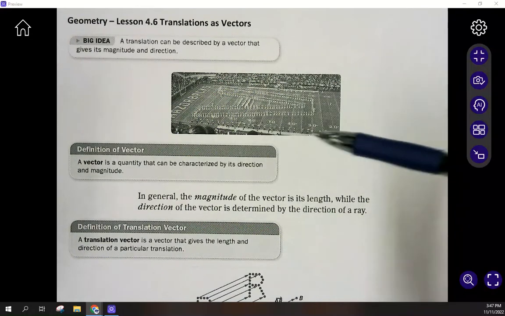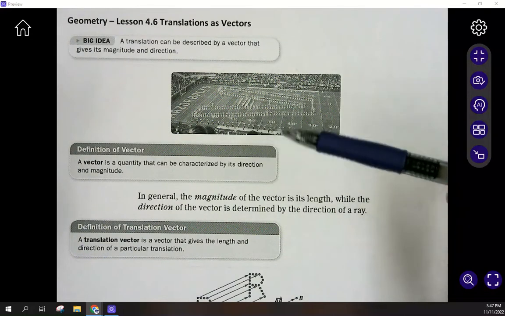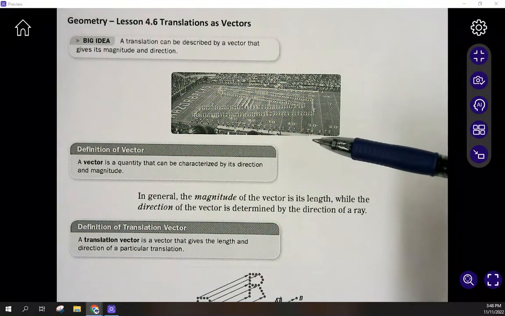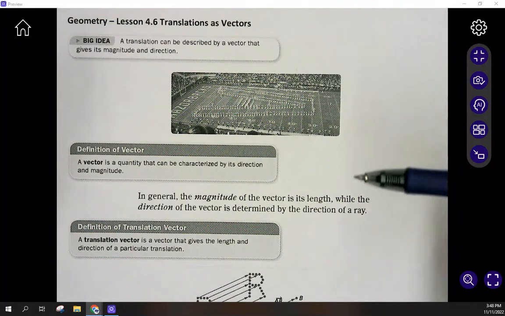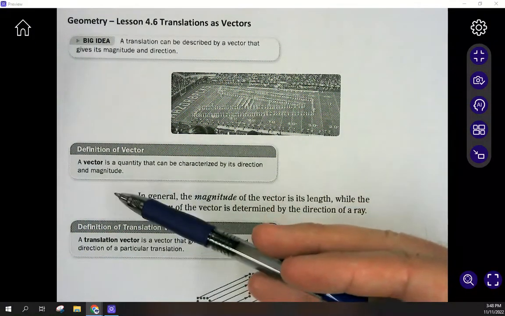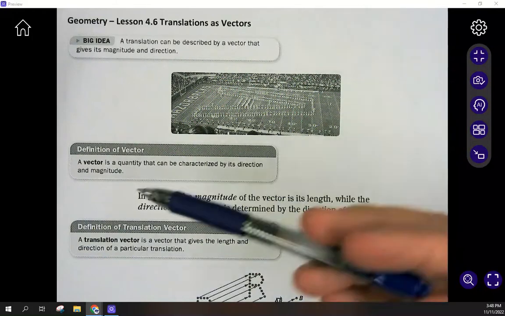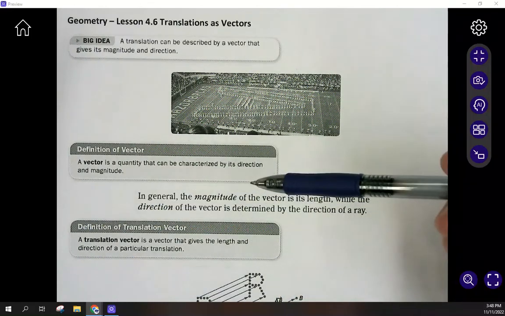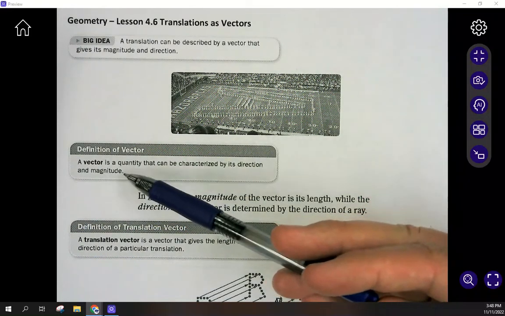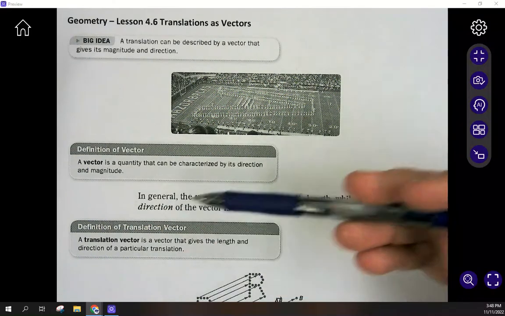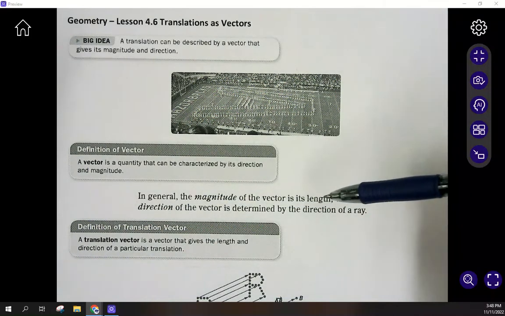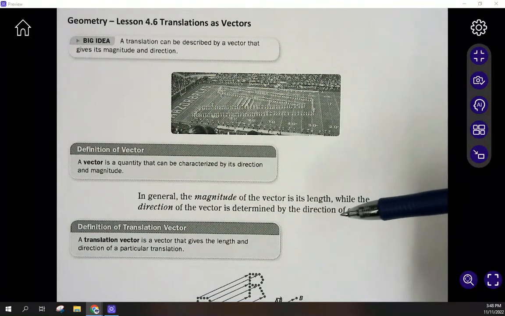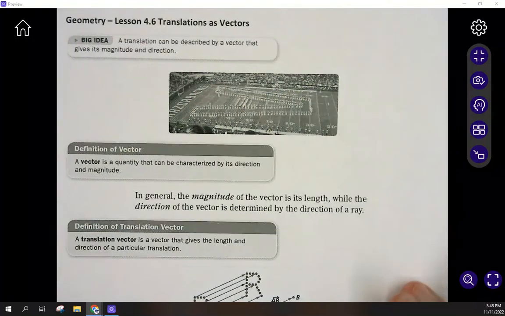And the amount of steps that each one is going to take, let's say the director said, all of you are going to march exactly 25 steps forward and 2 steps left. That will be given by what we're going to call a vector. The definition of a vector is a quantity that can be characterized by its direction and magnitude. We know what direction means, and magnitude is how much. So the vector is going to tell us which way to go, and magnitude represents how much. In general, the magnitude of a vector is represented by its length, while the direction is determined by the direction of a ray. So you're going to actually see an arrow pointing for the direction.